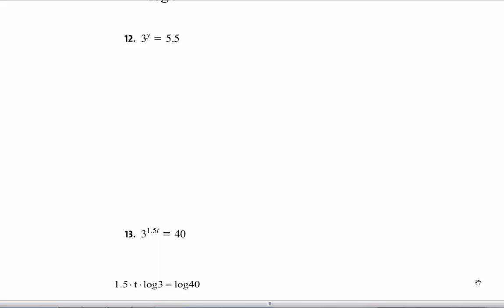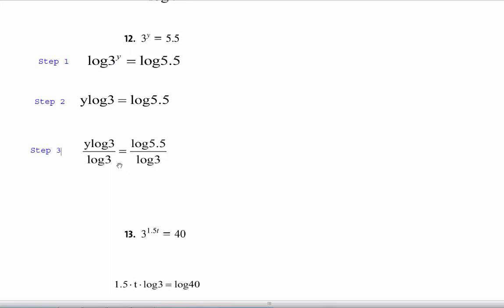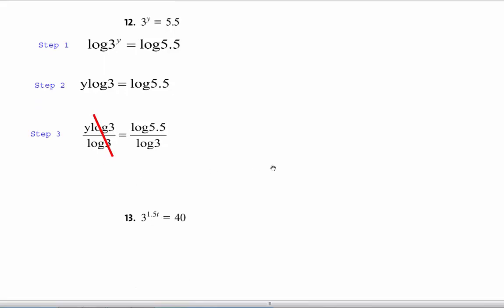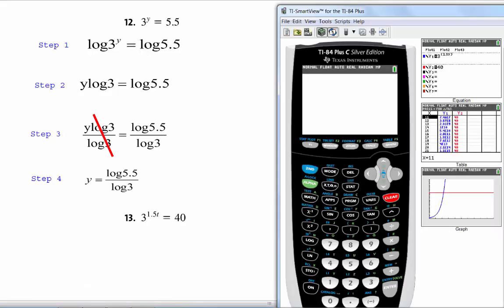So let's try and solve question 12 2 ways. I'd like to solve it algebraically, and then after we do that, we're going to check our results by solving the same problem graphically. So here's my step 1. Step 2 will be to rewrite using properties of exponents. Step 3, we're going to try and isolate the variable by dividing both sides by log base 10 of 3. So in step 3, we notice we can cancel the log base 10 of 3's. And step 4 will be to completely isolate the variable. And we'll need our calculator to finish up.